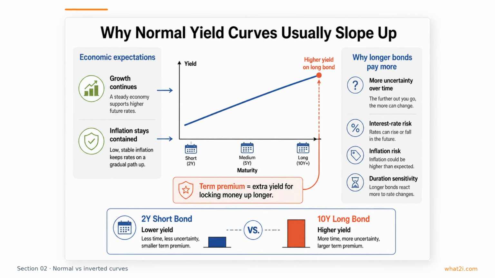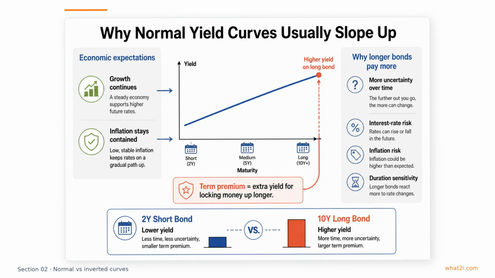Why does a normal curve usually slope upward? Part of the answer is economic expectations. Markets may assume growth continues and inflation stays reasonably contained rather than collapsing. Part of the answer is compensation for uncertainty, because long bonds face more inflation risk, more interest rate risk, and more price sensitivity. Investors are locking money away for longer, so they often want a term premium in return. You can think of the long-term yield as including both an outlook for future short rates and an extra payment for bearing long-horizon uncertainty. When those forces work together, the curve tends to rise from left to right.